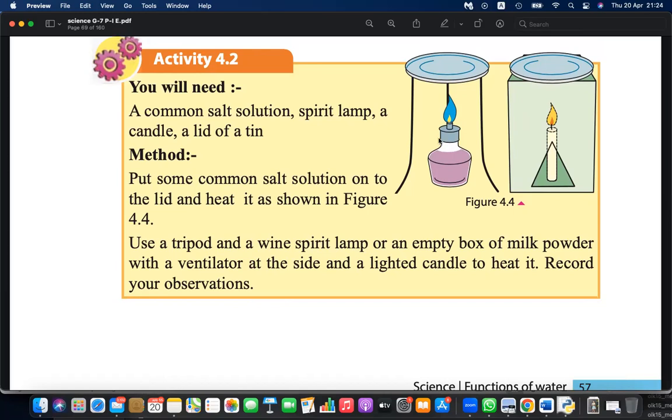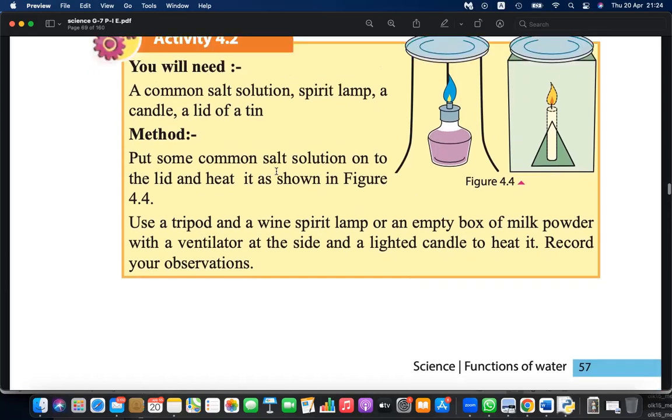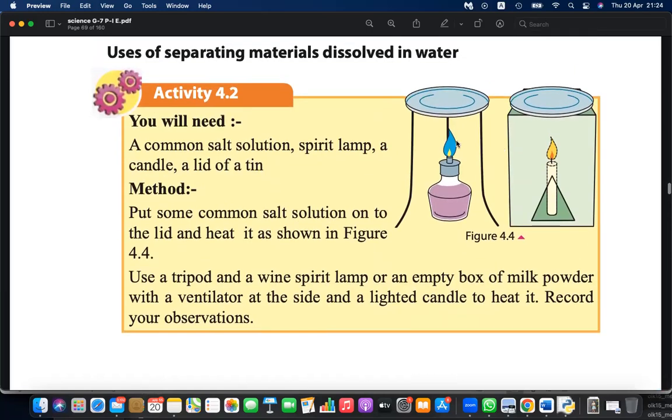So what are the observations? Basically, when you are heating this salt solution, we can separate the water part from the salt. Actually, there is no need to use a candle or even this spirit lamp. You can put a salt solution into a small container, use even a gas cooker, and heat it for some time, a certain duration.